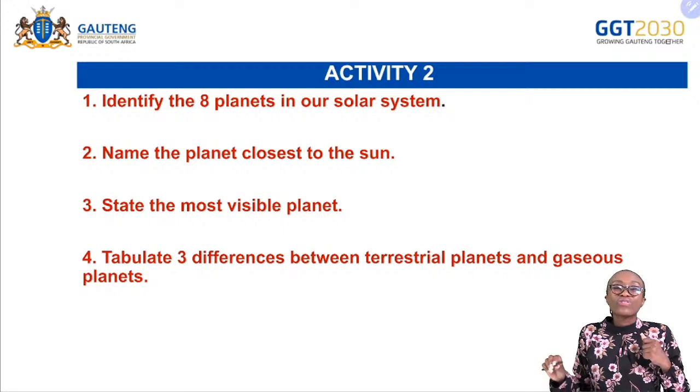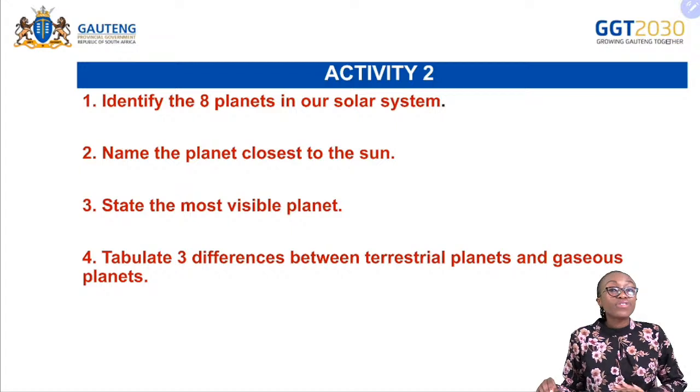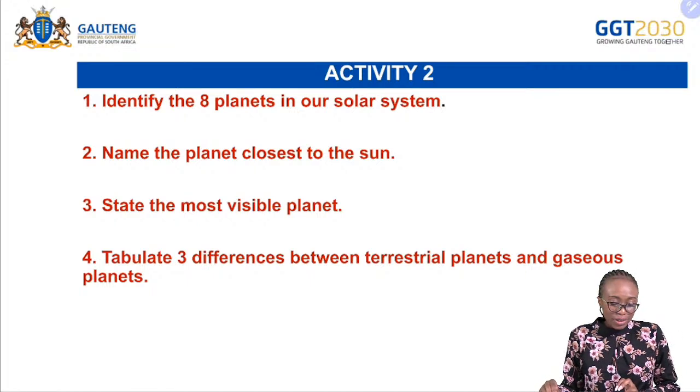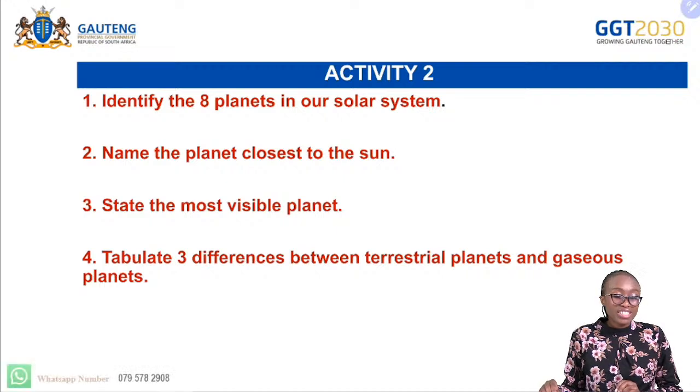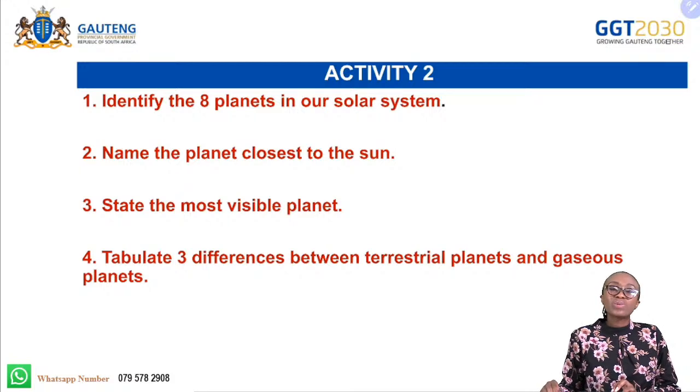So now we've reached our second activity. I'm going to read out the questions and then give you time to write down your responses and send them through to the number at the bottom of the screen. The first question is, identify the planets in our solar system. The second question is, name the planet that is closest to the sun. Number 3 is, state the most visible planet. And number 4, tabulate 3 differences between terrestrial planets and gaseous planets. I'm going to give you 5 minutes to answer these questions. Then after 5 minutes, we will do the solutions together.